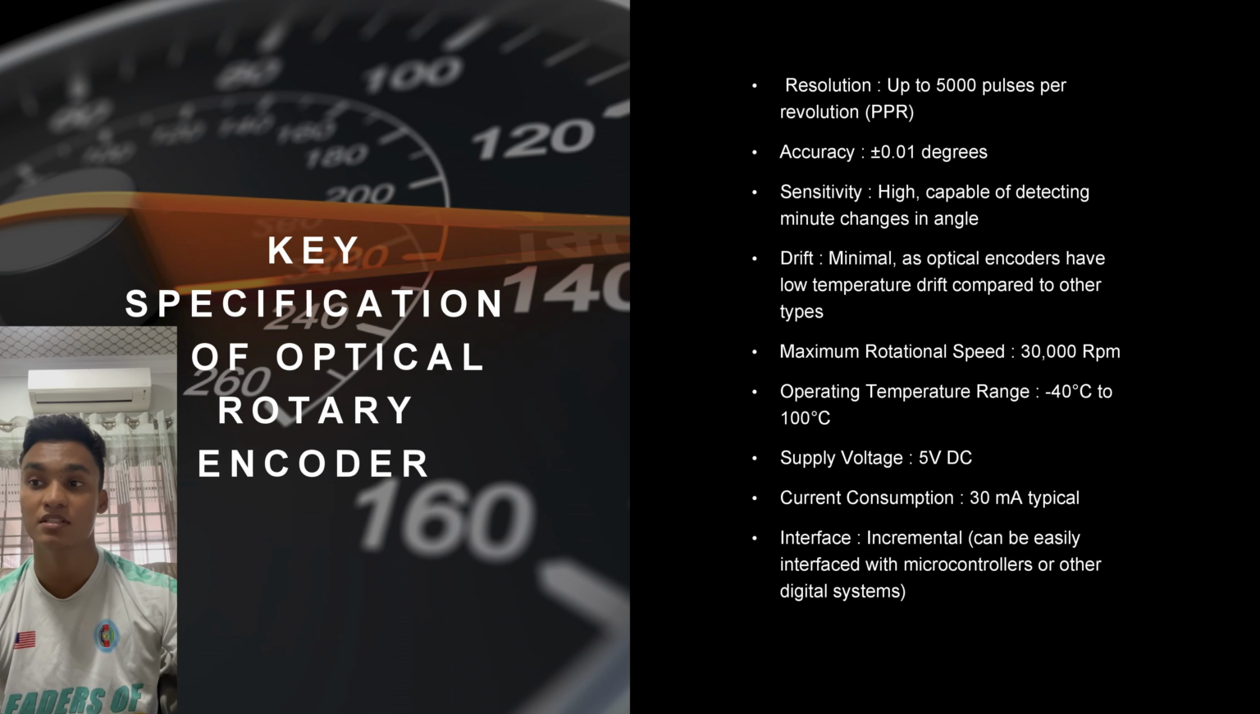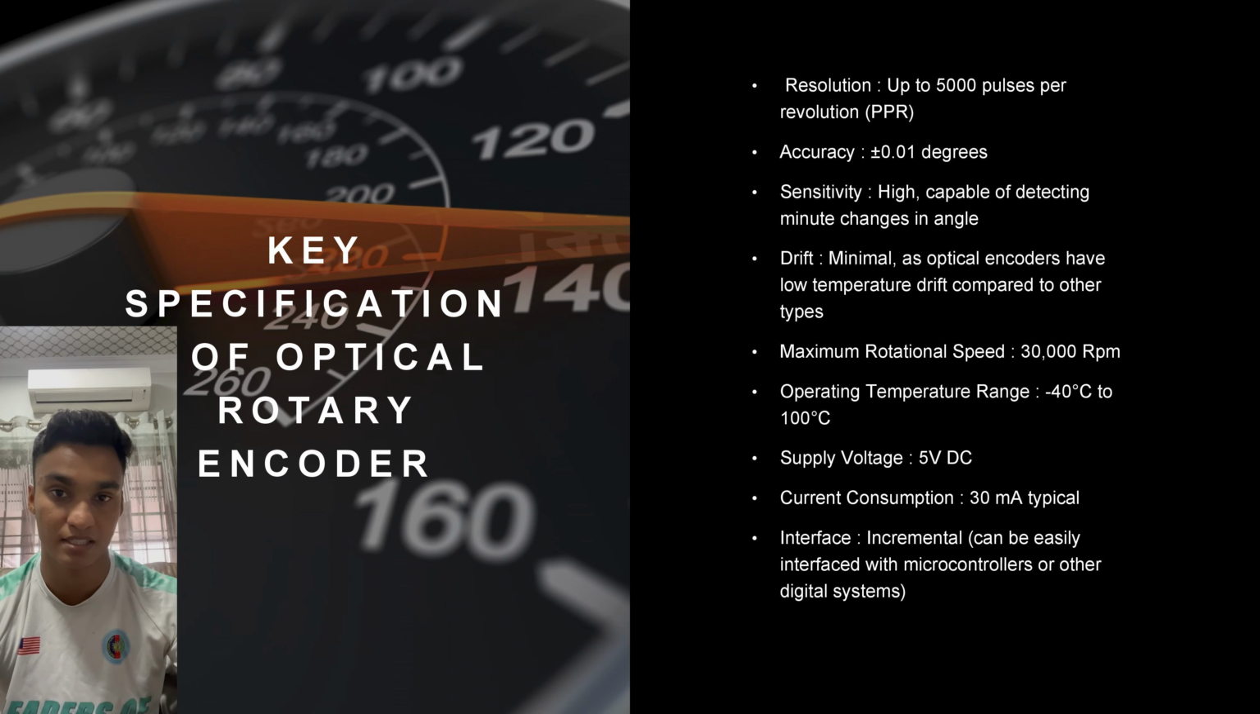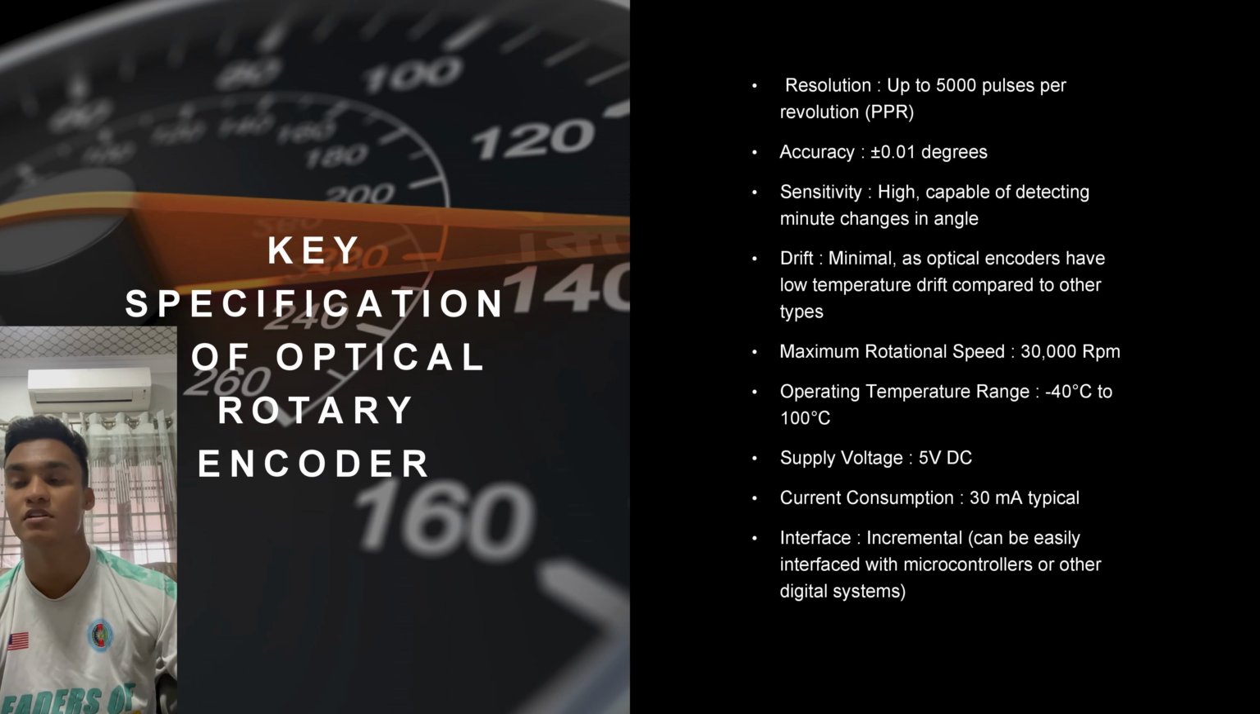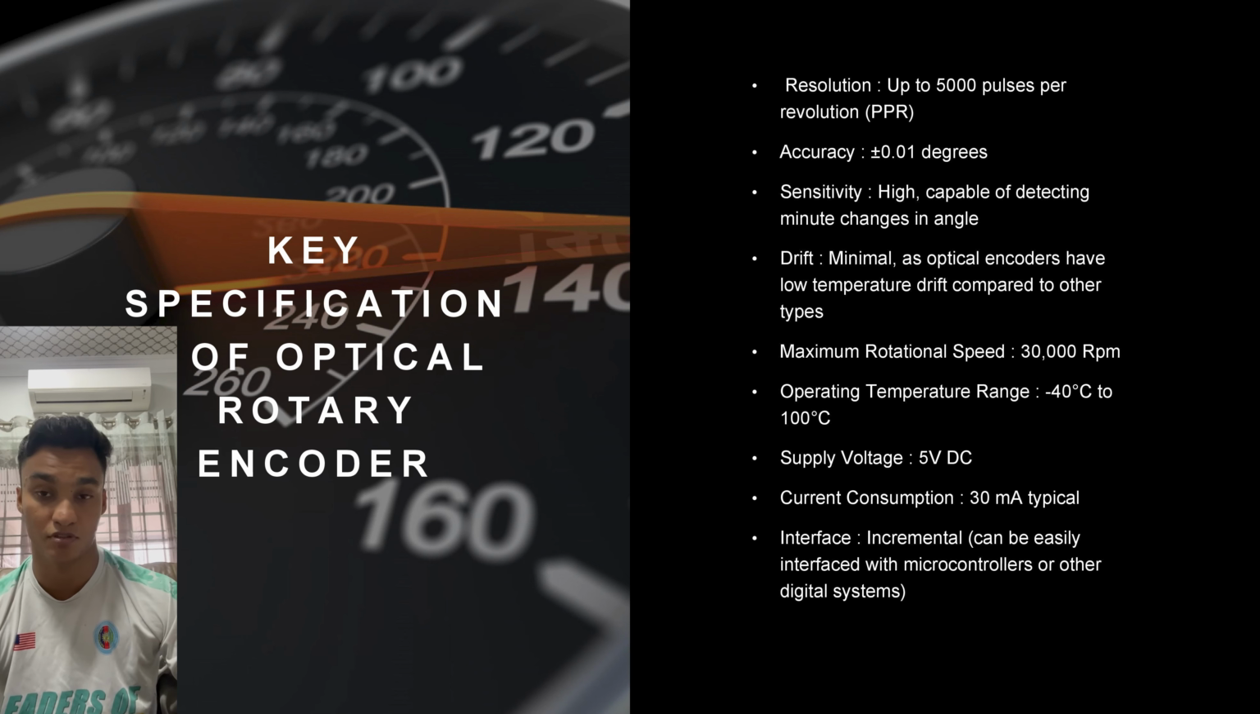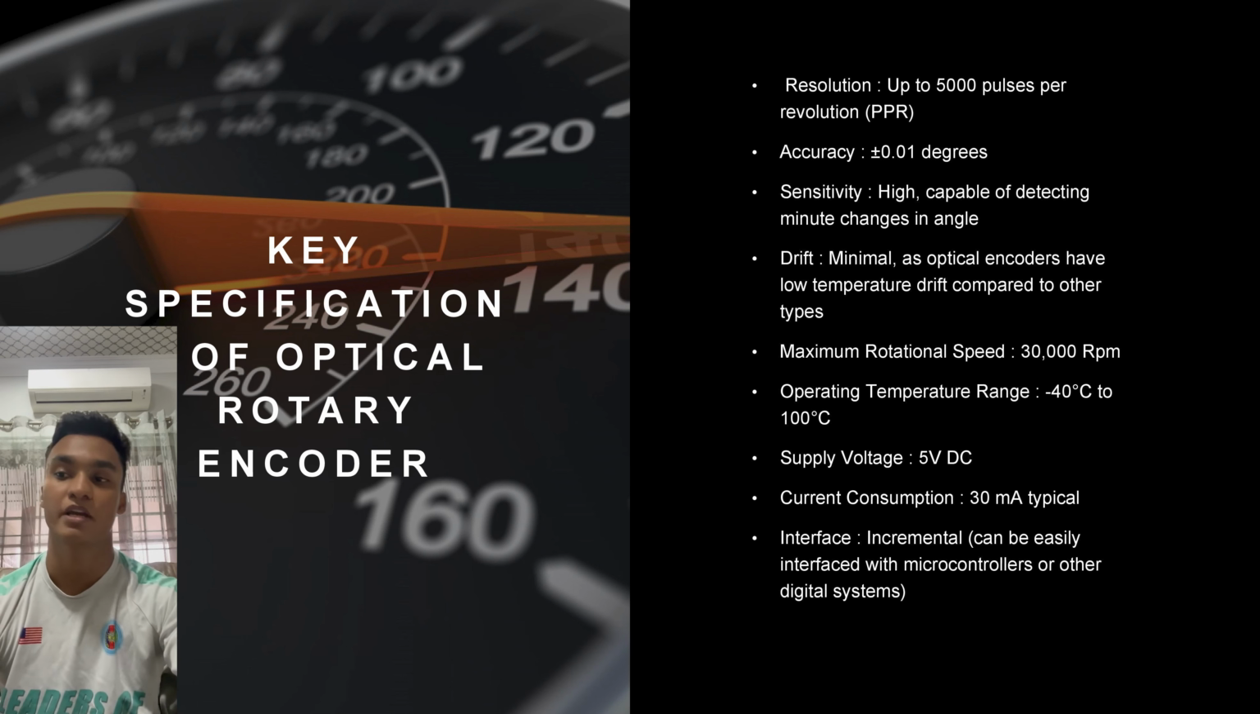The maximum rotational speed of this transducer is 30,000 rpm. The operating temperature range is around -40 degrees to 100 degrees Celsius. The supply voltage is around 5 volts DC. The current consumption is around 30 mA typical. The interface is incremental, and can be easily interfaced with microcontrollers or other digital systems.